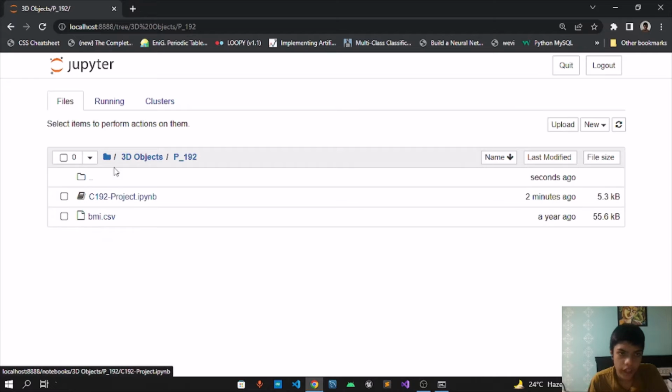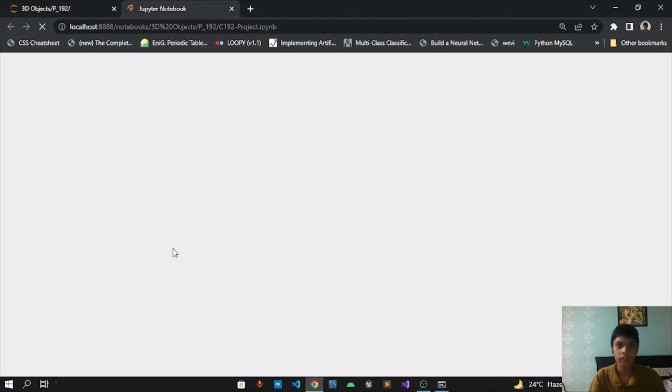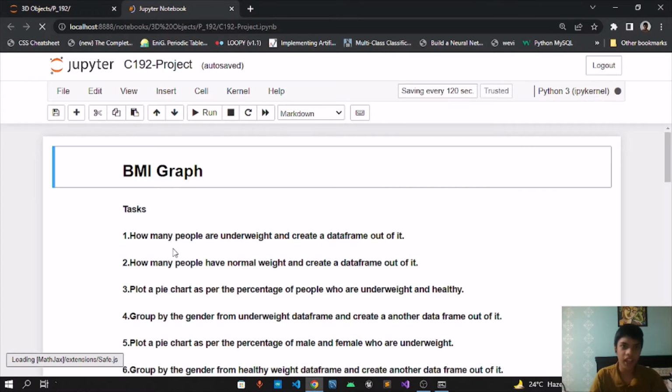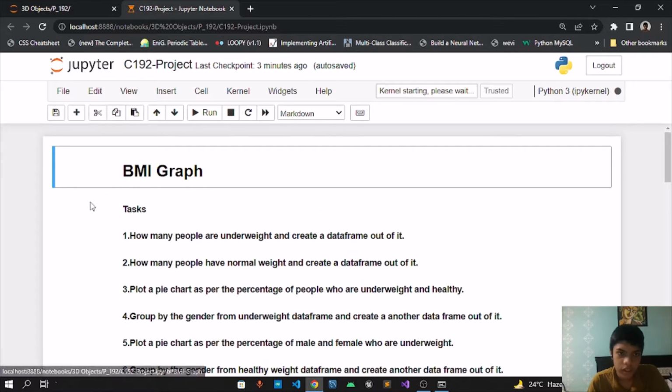Let's open our file, and this is our notebook, and let's give it the time to load. So we have specific tasks to be done in this project, and they'll be listed at the very start of the project. So we'll be going through that, and then we'll be starting with our tasks. We'll be trying to complete our tasks in the project. So let's go to the BMI graph, the project name.